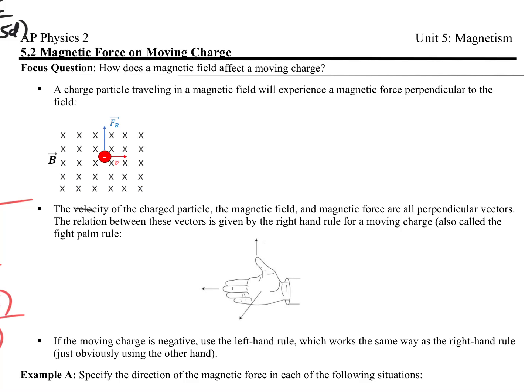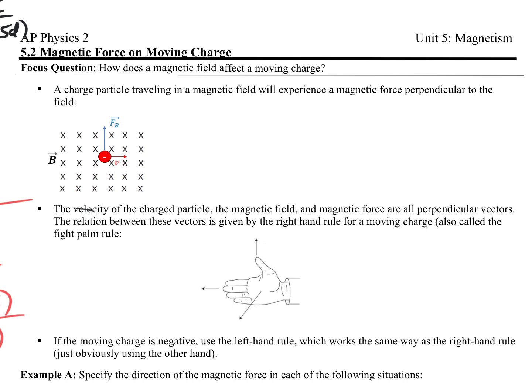All right, so how does a magnetic field affect a moving charge? If we have a charged particle that is moving through a magnetic field, in other words, we've got an electron, we've already got a magnetic field established, and an electron is actually moving through that magnetic field. What's going to happen? The big thing you need to remember is the right-hand rule.